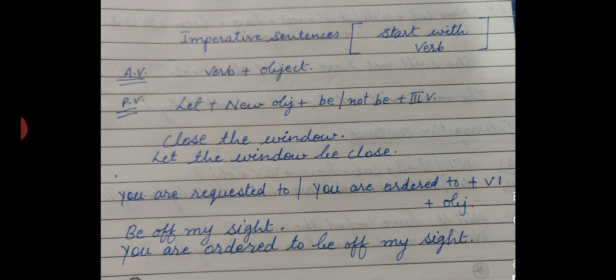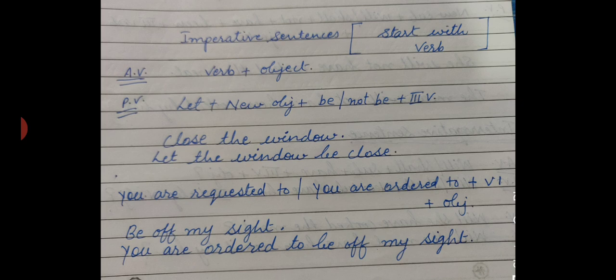You are to see the sentence. You are to understand what has been expressed: either order is there, request is there, or advice is there. For example, first see the structure. As I told you, verb plus object, that will be the structure of active voice. And the passive voice structure will be let plus the new object, the object which is in passive, then be, or if it is negative then not be, and then the third form of verb.